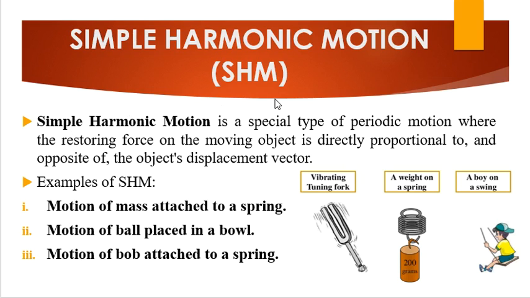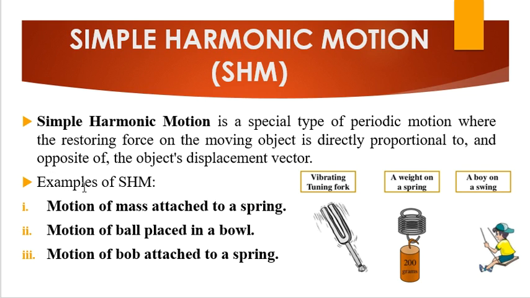So what is simple harmonic motion? It is basically a special type of periodic motion. Periodic means it follows some specific time period, where there is a force known as the restoring force. We will discuss the restoring force later on. The restoring force on the moving object is directly proportional to, and opposite of, the object's displacement vector. When the object moves, the force is directly proportional, but opposite in direction.